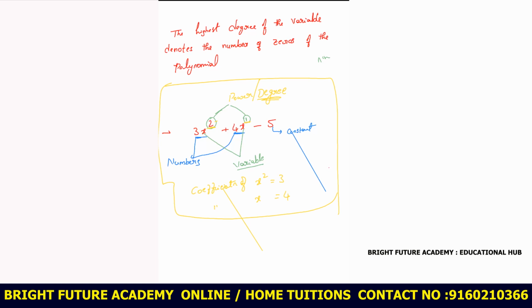Then, have you noted this point? The highest degree of the variable denotes the number of zeros of the polynomial. Noted, ma'am. So what is the meaning of highest degree? It means what the most power can be. What will be the most power?